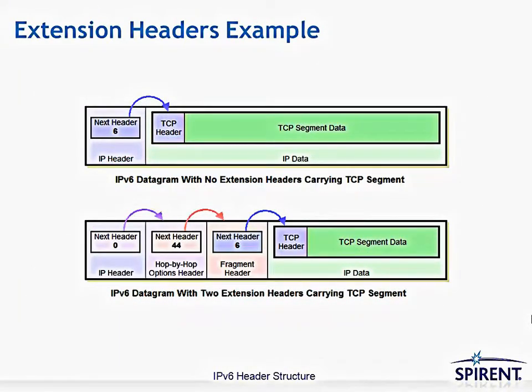So here's an example of extension headers and how they're implemented with IPv6. In the top datagram, you just have an IPv6 header followed by a TCP header with some TCP segment data from an application. So the IPv6 next header field will just have a value of 6, pointing to the TCP header as the next header in line. Whereas the datagram on the bottom actually has a couple of other extension headers that are chained in between the original IPv6 header and the ultimate application data, the TCP header followed by the TCP segment of data.